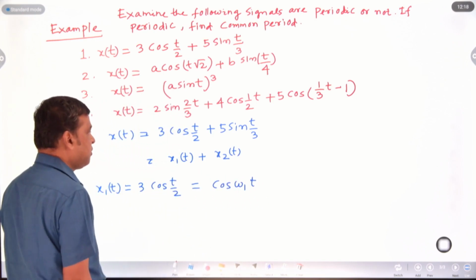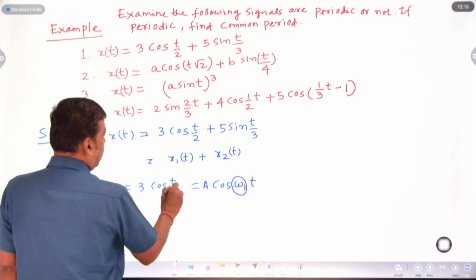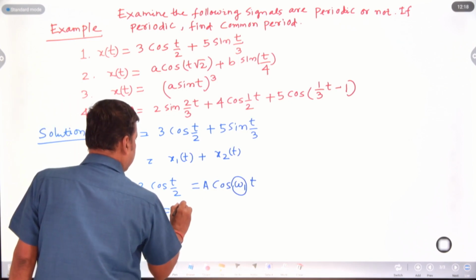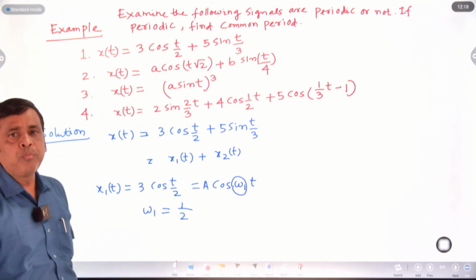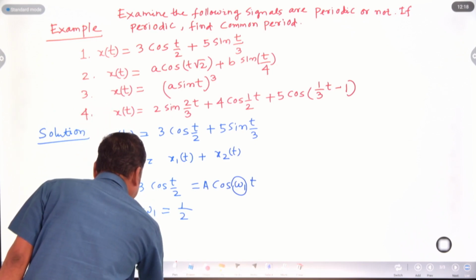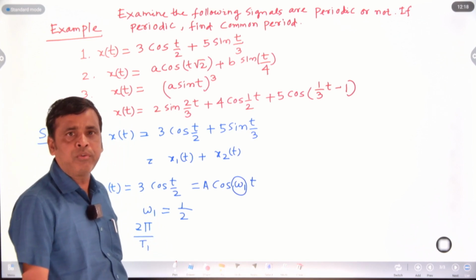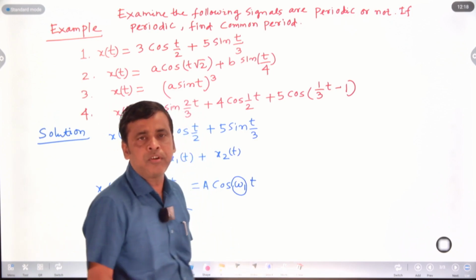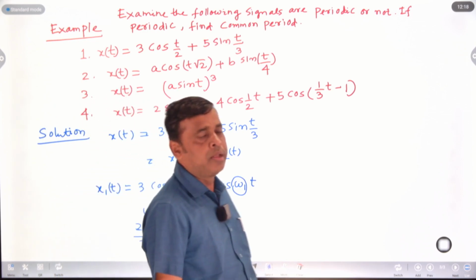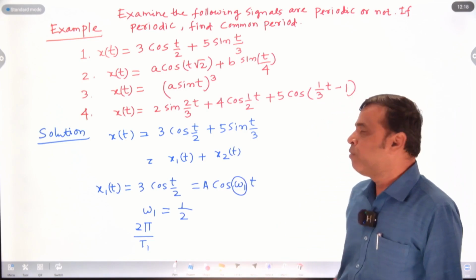Here omega 1 value is how much? Suppose amplitude A, omega 1 value is nothing but the coefficient of t, which is 1 by 2. So omega 1 equals 1 by 2. Omega equal to 2 pi f, and omega 1 is nothing but 2 pi by T1. F is the frequency, so f equal to 1 by T. Frequency is the reciprocal of the time period, and time period is the reciprocal of frequency. If time period is given, 1 by T equal to f gives the frequency. If frequency is given, 1 by f equal to T.